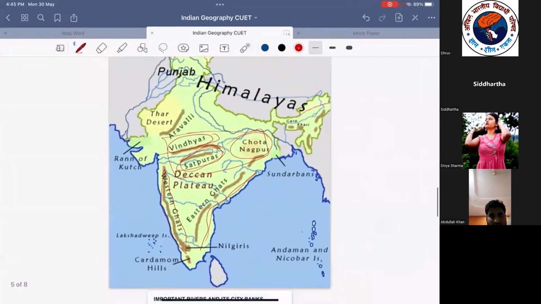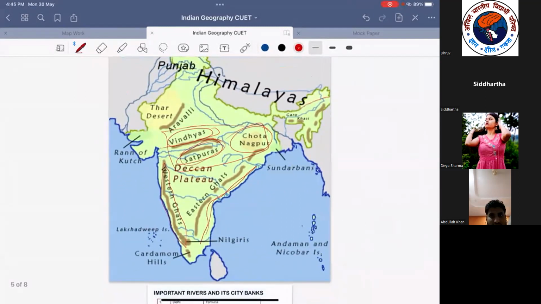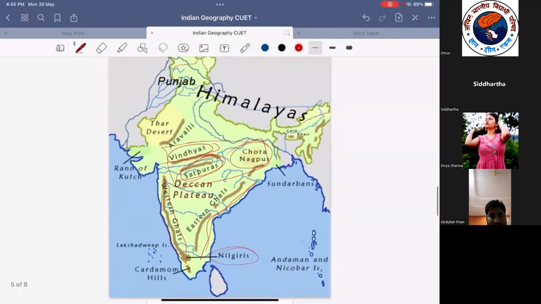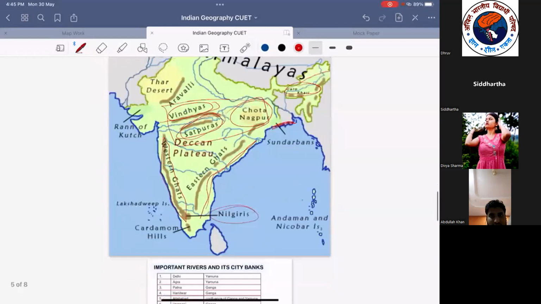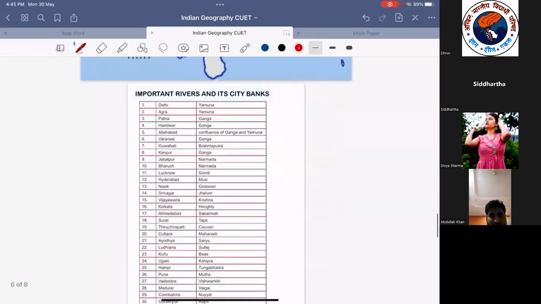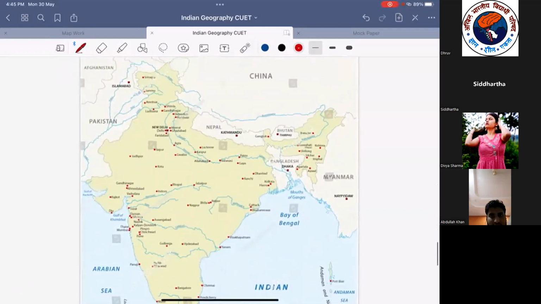Okay. So moving on, in the Western Ghat, see Nilgiri Hill is there, then Annamalai Hill is there. These are the few important things that you have to keep in mind. Sundarban deltas, Garo Khasia, Jantia Hills, these are the important things. Then coming to rivers. Rivers are the most important and the most frequently asked question.